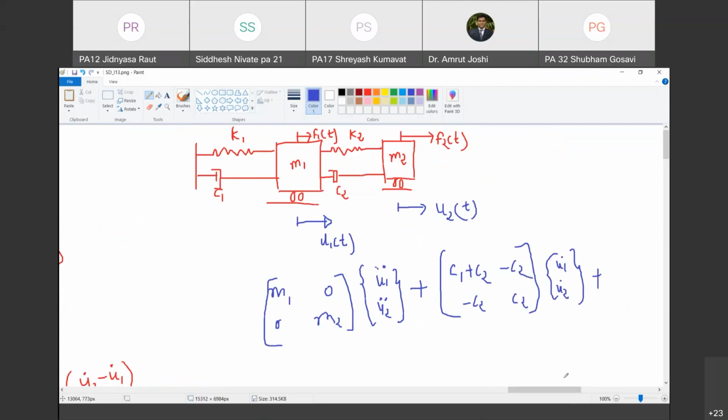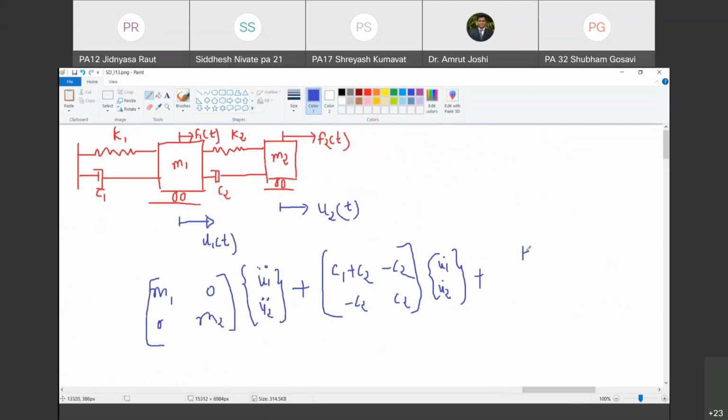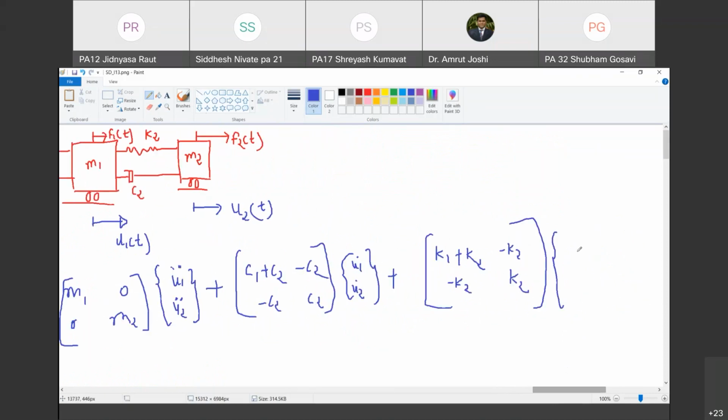अच्छा प्लस बोलो क्या लिखूं? [K1 plus K2, minus K2; minus K2, K2]. तो जब भी आप ये सिस्टम देखते हो तो बिंदास ये इक्वेशन लिखना है. Are you with me? Yes, sir. [u1; u2], and this has to be equal to [f1 of t; f2 of t]. Happy? Yes, sir.